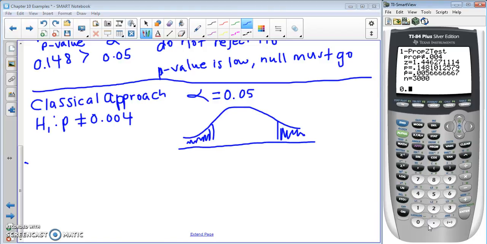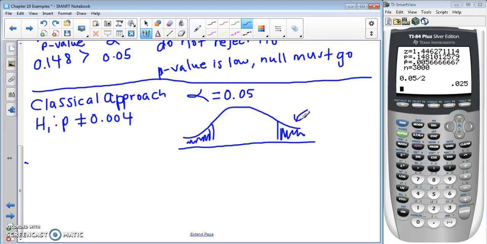So if I do 0.05 and divide it by 2, I have 0.025 in each of the tails. And if I do 1 minus 0.05, I have 0.95 left. So that's in the middle. I need to find the critical value. So this is negative z sub alpha over 2. And this is z sub alpha over 2. Alright? So now I want to find those values.